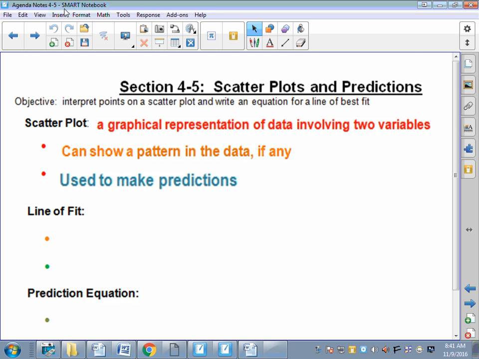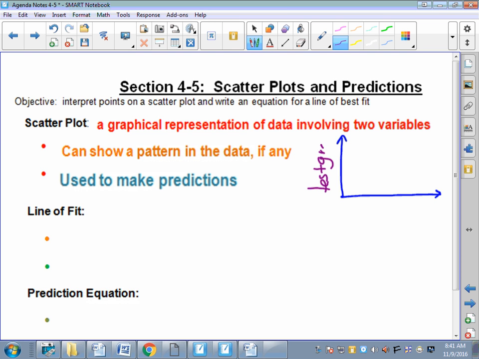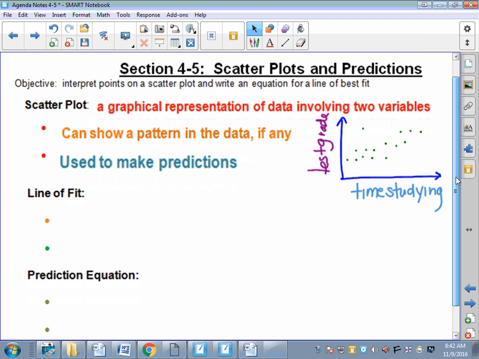So for example, we could talk about a scatter plot. Let's say test grade, and down here, I'm going to put time studying. And maybe our scatter plot looks like this. So we can look at that information to see if there is a pattern, if it looks like there's some kind of connection between the time spent studying and a test grade.